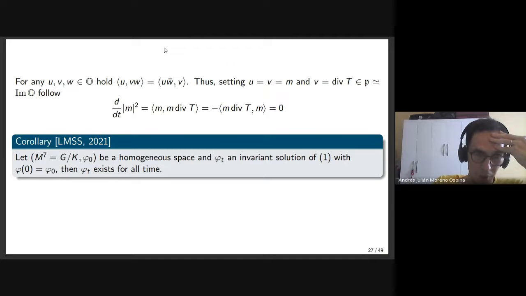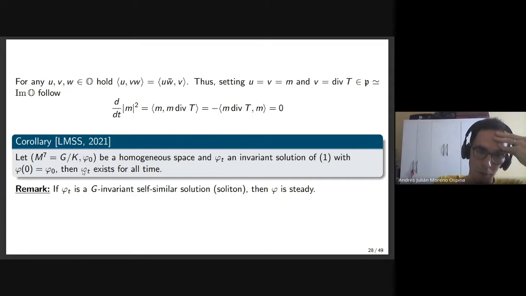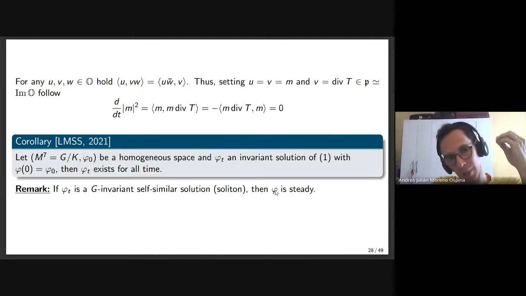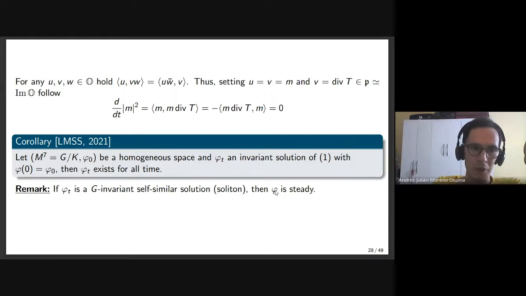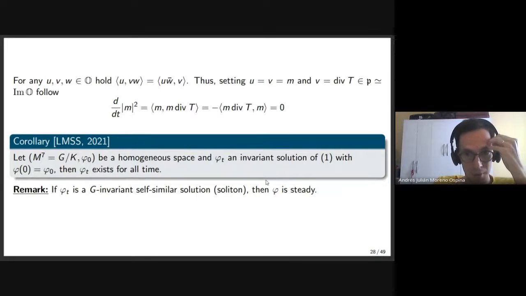And in particular for this corollary, if the solution is a self-similar solution, a G-invariant self-similar solution, then the initial condition phi 0 needs to be a steady soliton. So from this corollary, we obtain that in the invariant case, there are just steady solitons. There are no expanding or shrinking solitons.